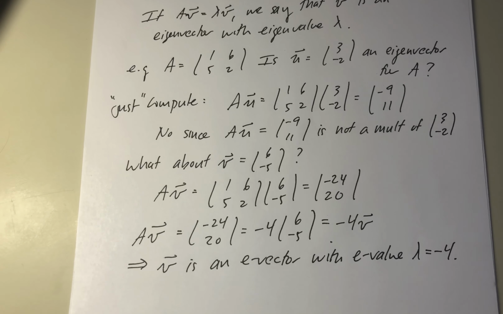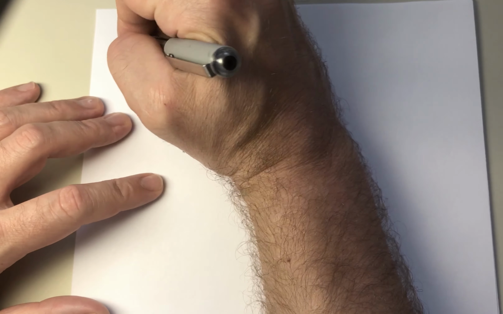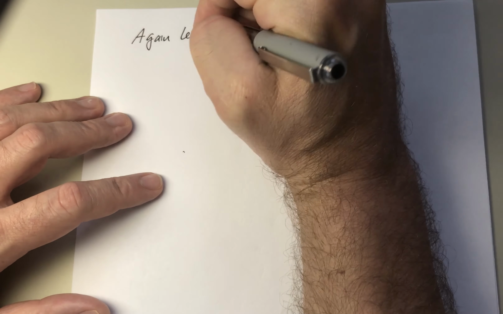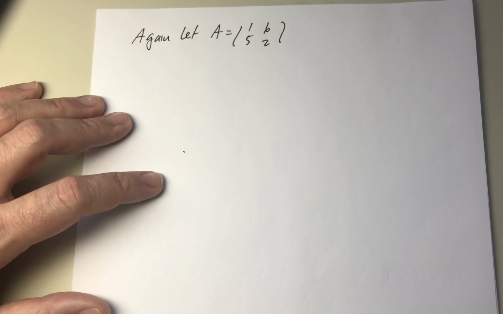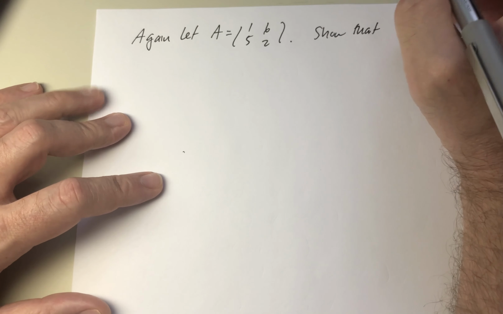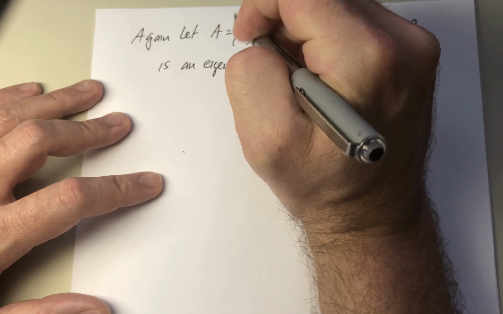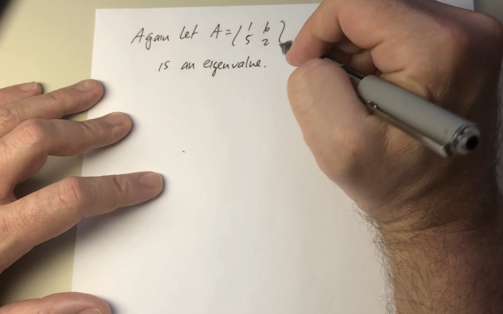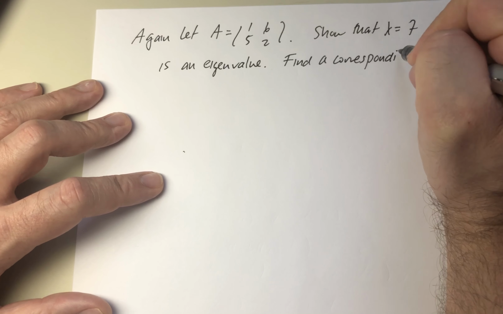Okay, so that's the basic definition. Relatively simple, but we'll see that we get a lot of mileage out of it. Let me do one more perspective on this. Again, let A equal [[1, 5], [6, 2]]. Now I want to change perspective a little bit. I want us to show that the number lambda equals 7 is an eigenvalue, and then find a corresponding eigenvector.